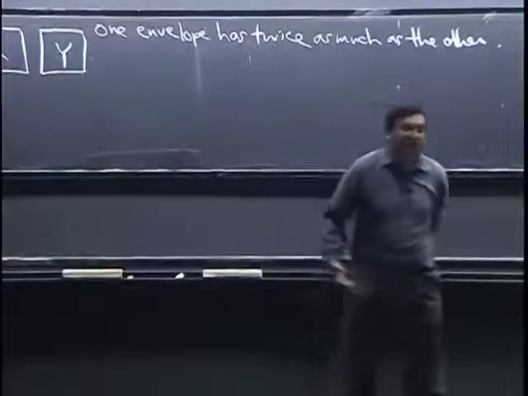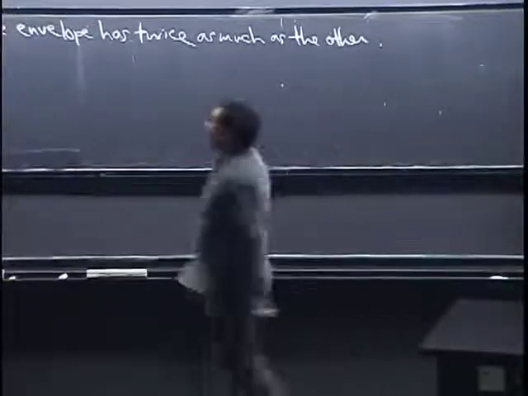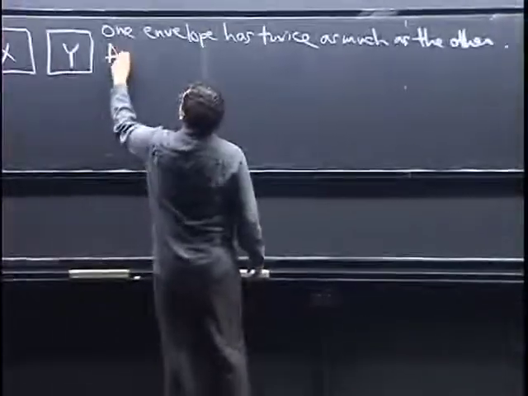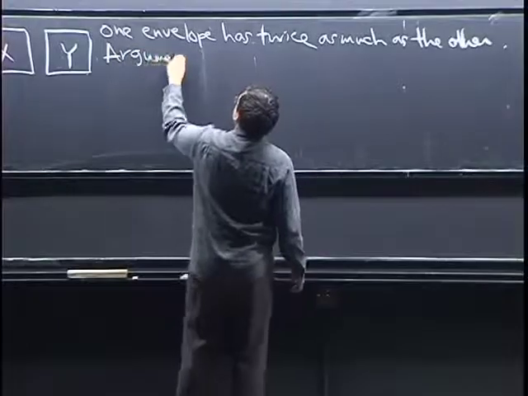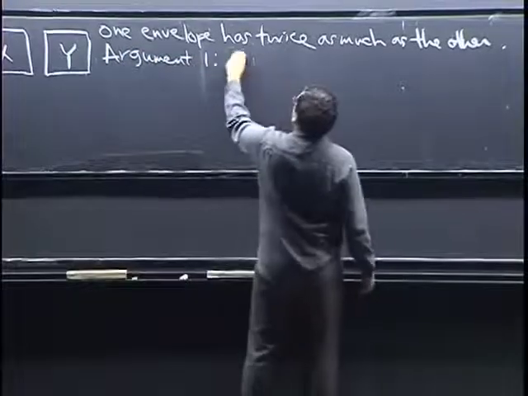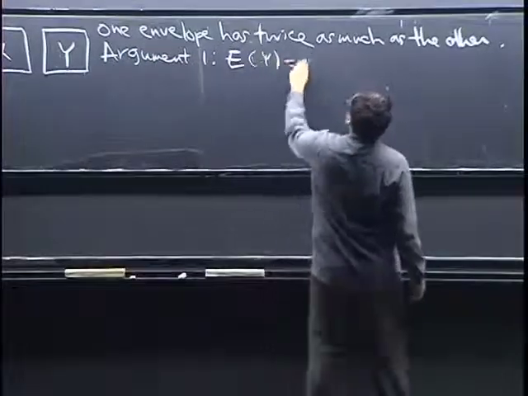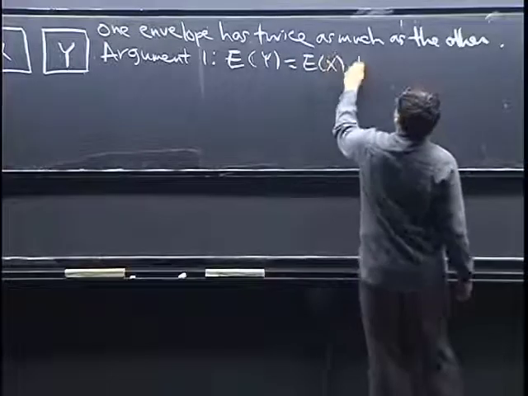So basically there are two competing arguments here. Argument 1 is simply that E of Y equals E of X by symmetry.